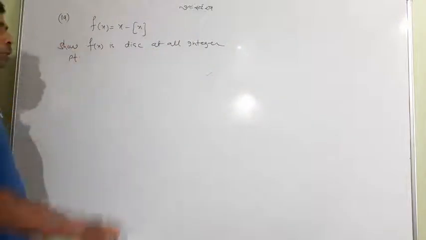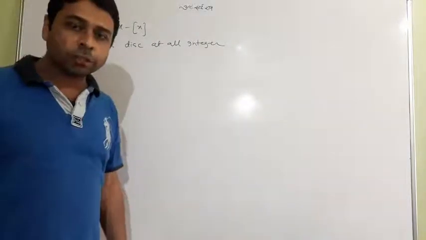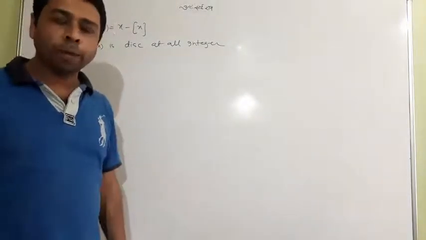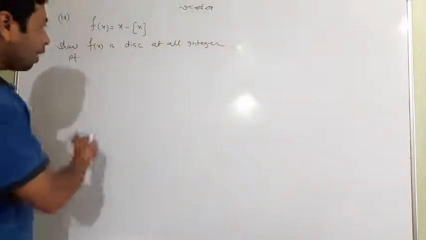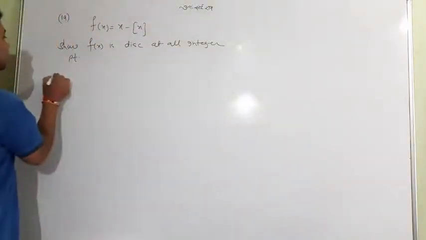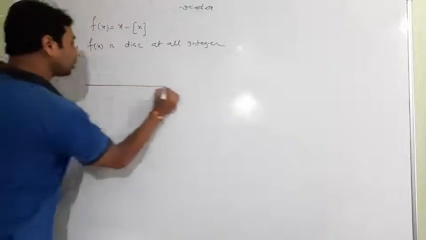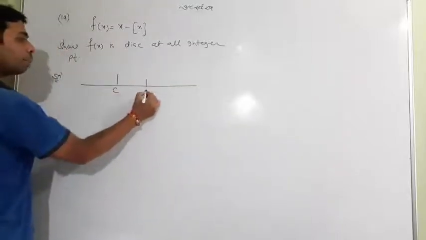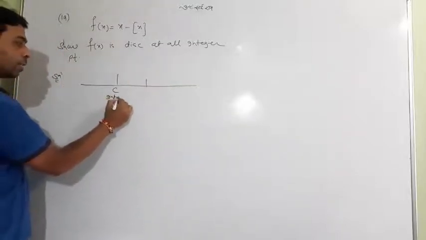That's a very simple question. The same concept of the greatest integer function I explained just a day before. I think you remember that. How can we show this? Okay, let me explain something. First, making a picture, this is a very interesting picture. C is an integer. Suppose I am taking C as an integer.